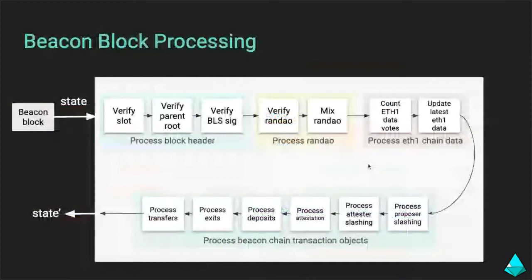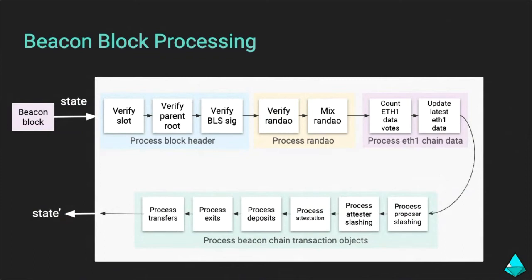So let's look at beacon block processing, and you can think of this like a pure state transition function. You input a block into a state, and then you mutate the state. The state changes. So when you input the beacon block into the state, you first have to verify that the block is correct, the block is valid. So you verify the slot, you verify the parent root, you verify the signature, and then you start mutating certain fields in the state.